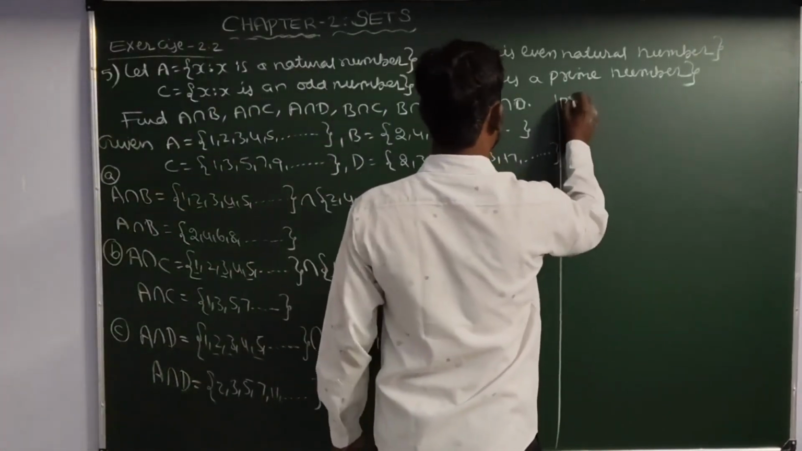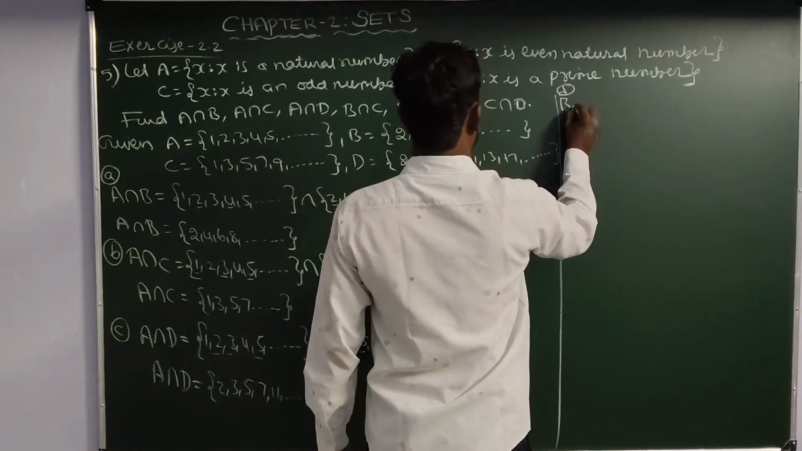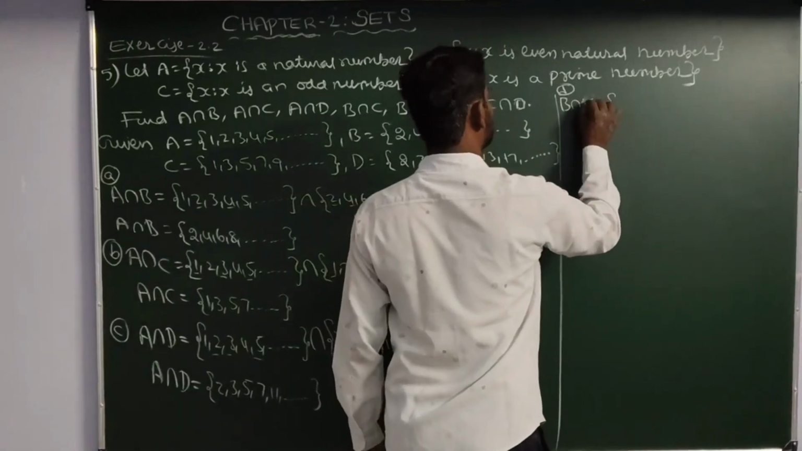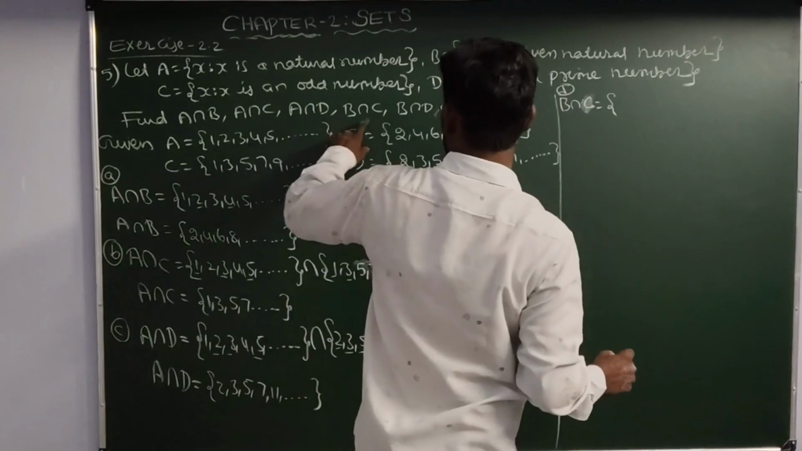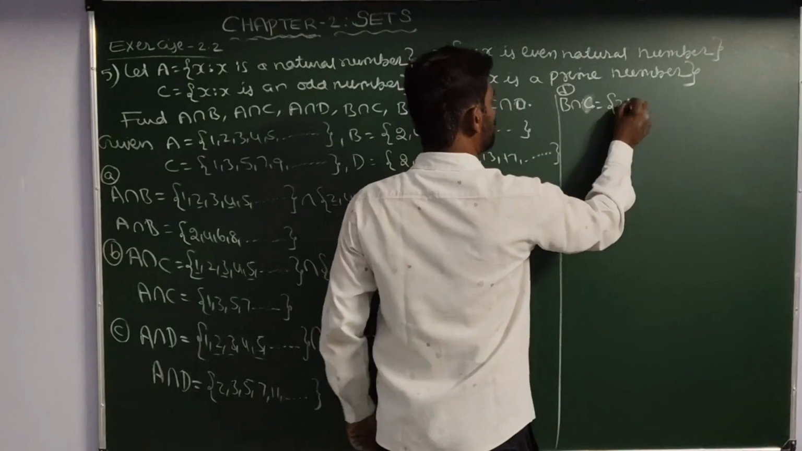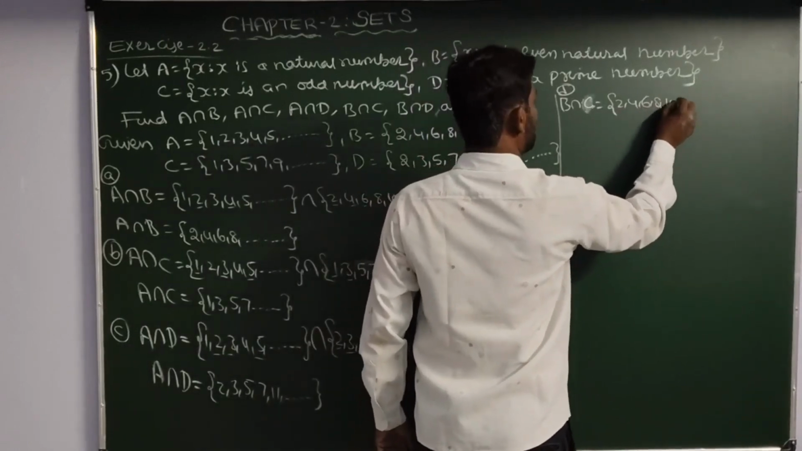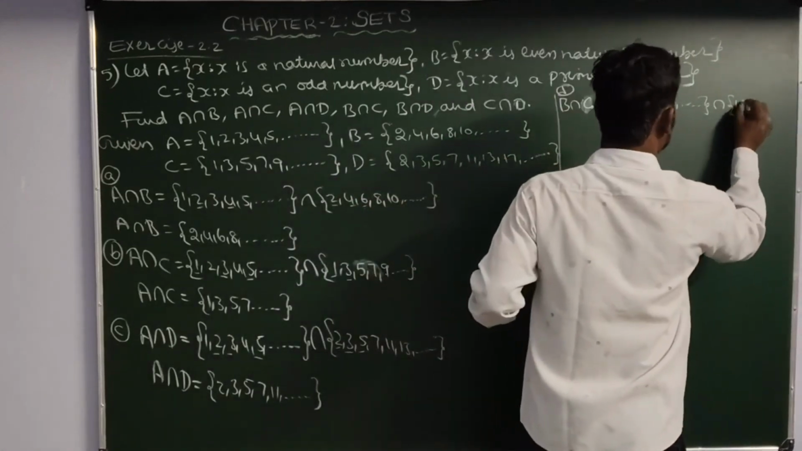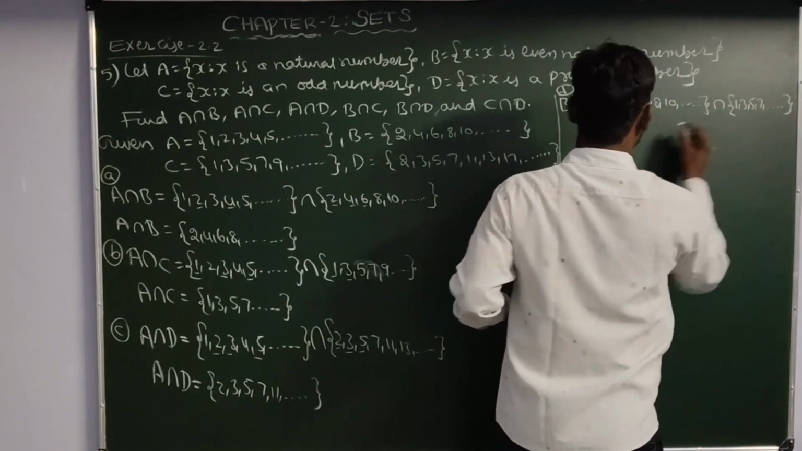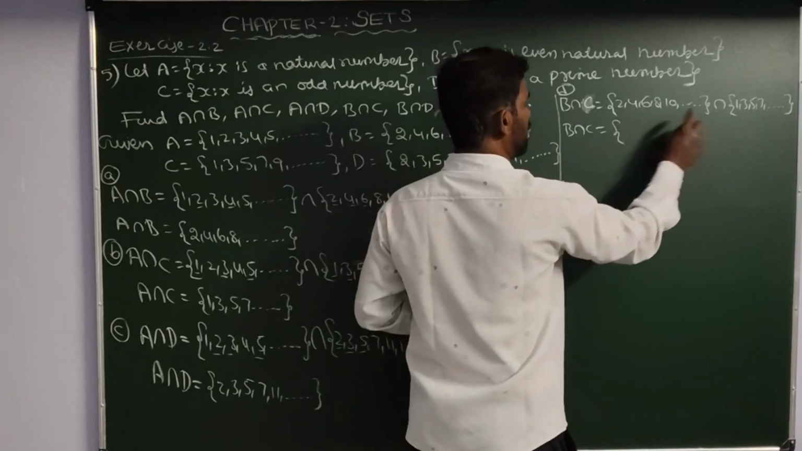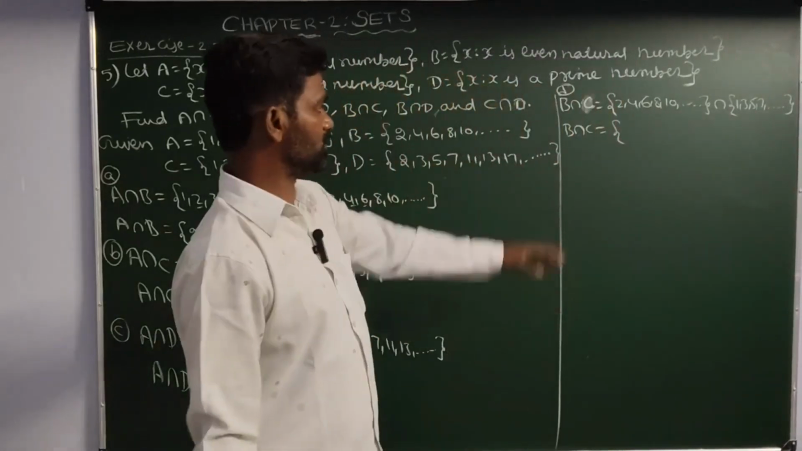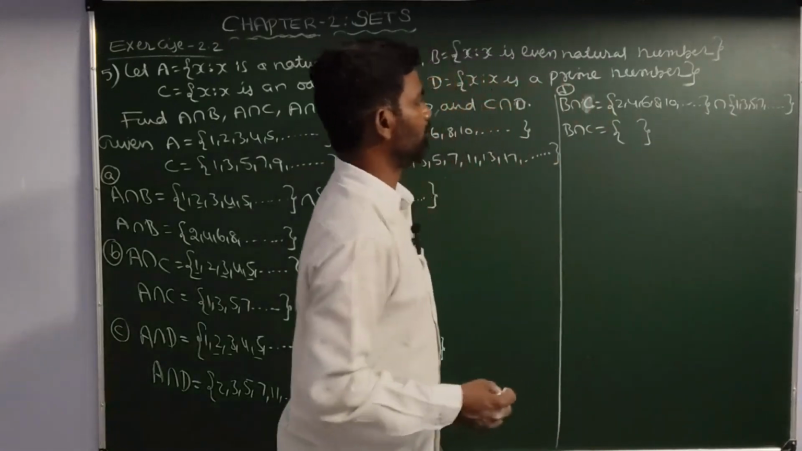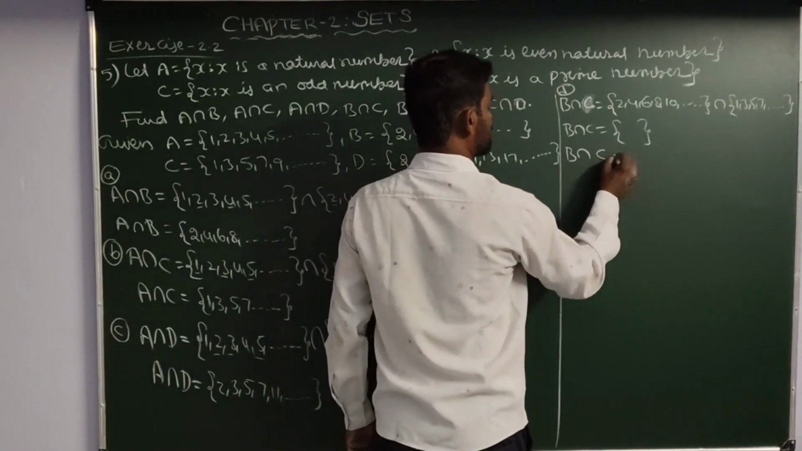Next is B intersection C. What are the B elements? 2, 4, 6, 8, 10, and so on. Intersection C elements. C elements are 1, 3, 5, 7, and so on. So B intersection C is equal to, the common elements are, there are no common elements. Why? Because one set has even numbers and the other set has odd numbers. Therefore, it is the empty set.